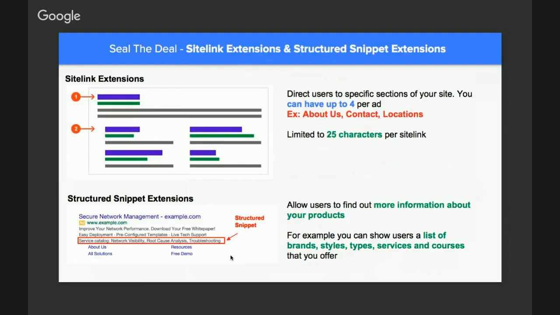Now the next thing is structured snippet extensions. This allows you to put more information about your products. So for example, you can show users a list of brands, styles, types, services, and courses that you offer. So if you offer a bunch of different services, you might want to do a structured snippet extension to tell them all the services you offer, or maybe all the brands that you offer, or all the styles of shoes that you offer. You can always find a way to use this, and I would highly recommend doing so.